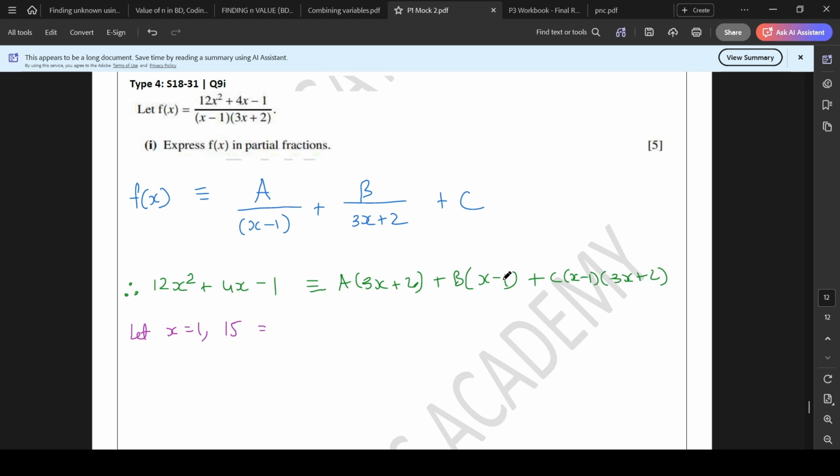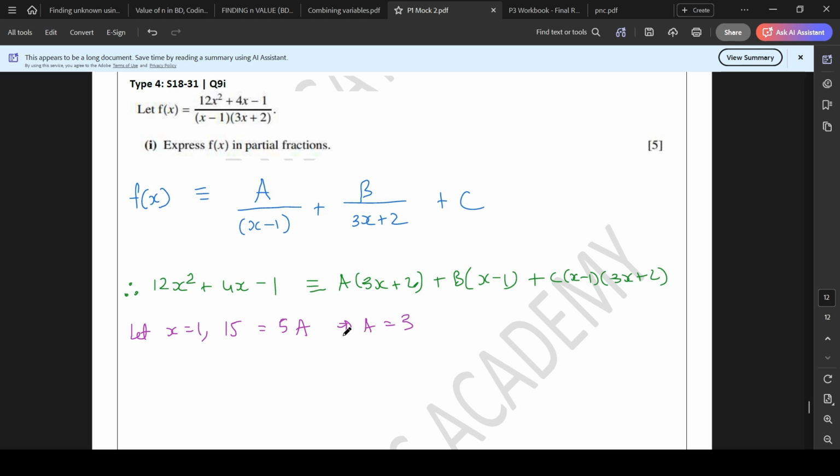So 15 is equal to, this bracket will go to 0. This bracket will go to 0. So I can easily find out the value of A. That is equal to 5A, right? 3 times 1 is 3. 3 plus 2 is 5. From here, I can say that A is equal to 3.